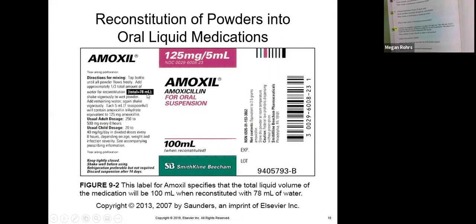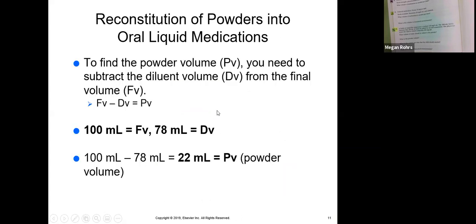But it says a total of 78 mils. So this is what we would measure out. That's going to be our diluent volume. Now remember, to find the powder volume, we just subtract the two. So for example, 100 mils, which was our final, minus 78, which was our diluent volume, gives us our powder volume, which would be 22 milliliters here.